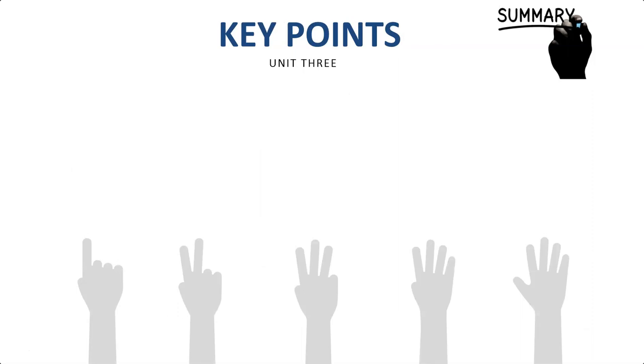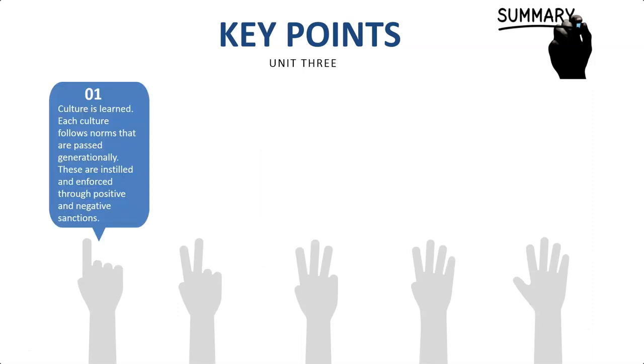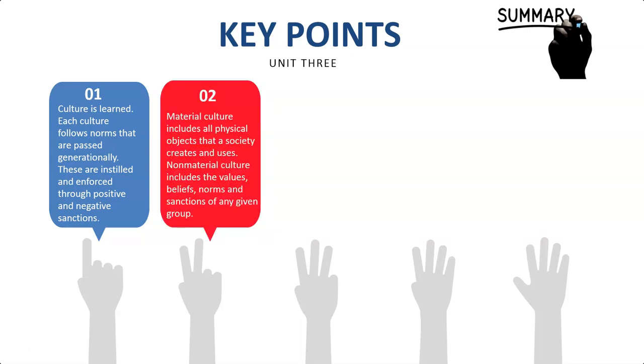So let's summarize our key points from Unit 3. We know culture is learned, that each culture follows norms that are passed generationally. They are instilled and enforced through positive and negative sanctions. We know that material culture includes all physical objects that a society creates and uses, and non-material cultures include the values, beliefs, norms, and sanctions of any given group.